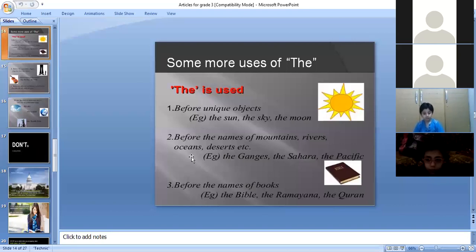Okay, we also use the before the names of mountains, rivers, oceans, deserts, etc. The Ganges, the Sahara, the Pacific, the Indian Ocean. These are all the names of mountains, desert, and ocean. So we put the before the names. Okay, we use the before the names of holy books: the Bible, the Ramayana, the Holy Quran. So is that clear to you?